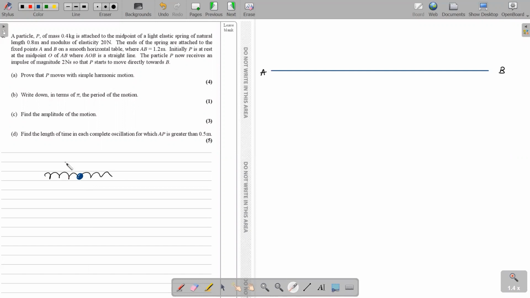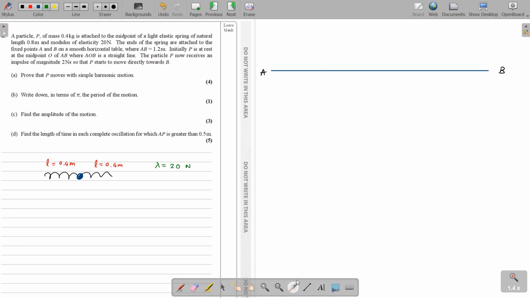Each spring will have a natural length of how much now? The whole thing was 0.8. So when you attach the particle to the middle, the natural length will be 0.4 meter for each part of the spring. Are you with me? And lambda, the modulus of elasticity, will not change. Lambda is 20 newtons.